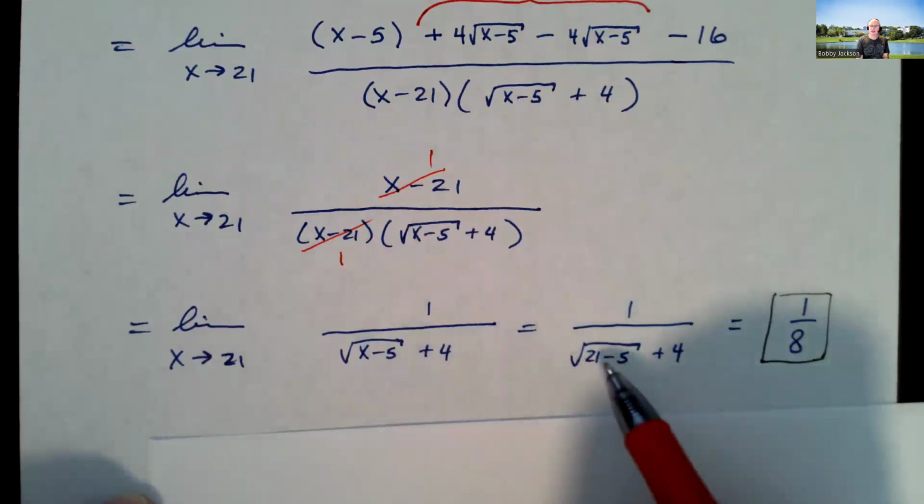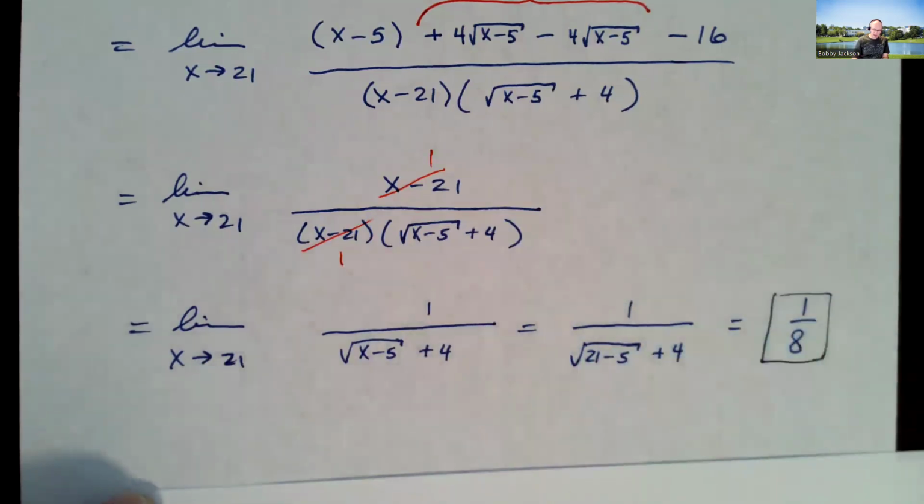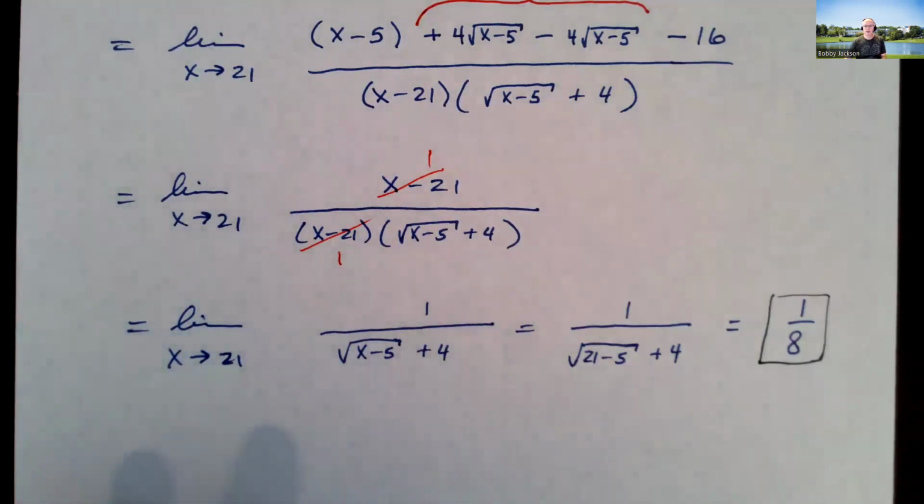Again, I get 16 under the radical. Square root of 16 is 4. 4 plus 4 is 8, so I get 1/8 as my limit. And there it is. So I hope this is helpful.